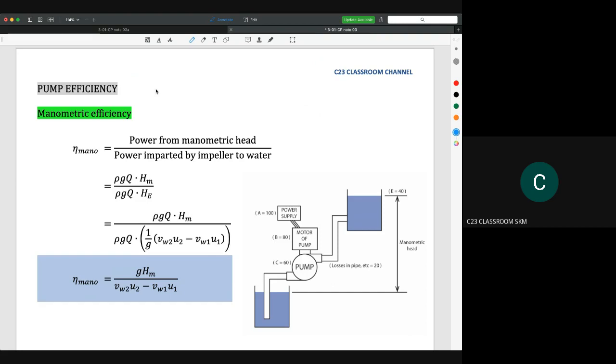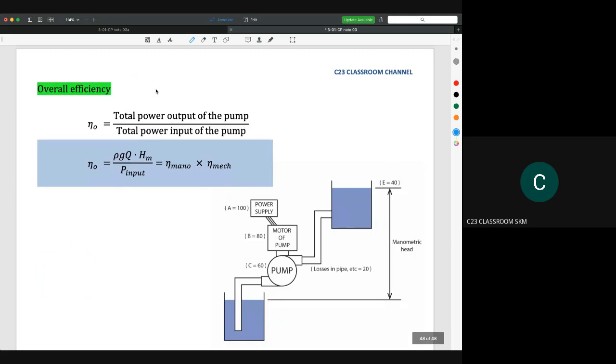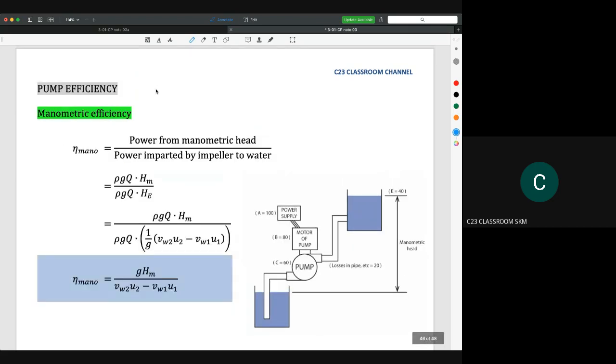Okay, so for pump efficiency, there are three types of efficiency. One is manometric efficiency, one is mechanical efficiency, and one is overall efficiency. So we will learn about this, and please make sure that you know how to differentiate all those efficiencies. Okay, we go one by one. So we go for the manometric efficiency.